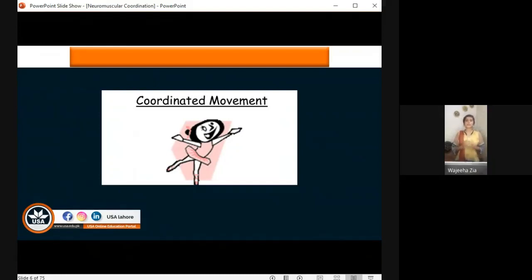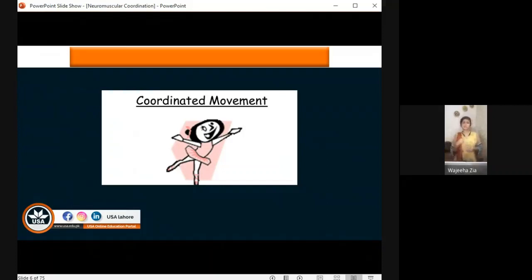This is one more example of coordinated movement: dancing. Dancing is all about coordination. Coordination of hearing, vision, hand movement, leg movement, and trunk movement, performing different activities in a beautiful rhythmical manner. So dancing is a very good example of coordinated movements. But our daily life is also all about coordinated movements.